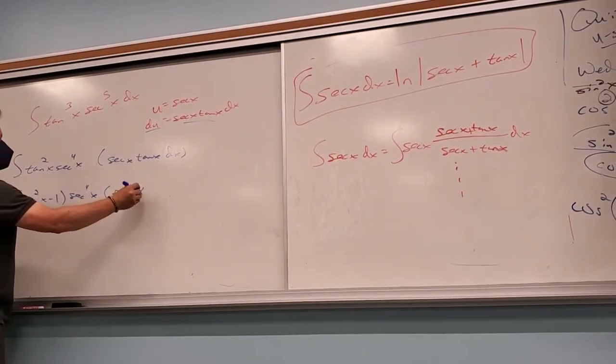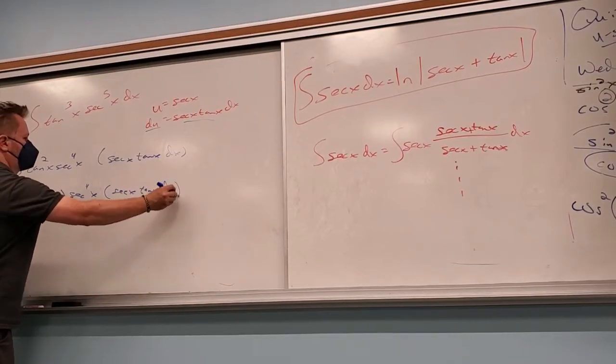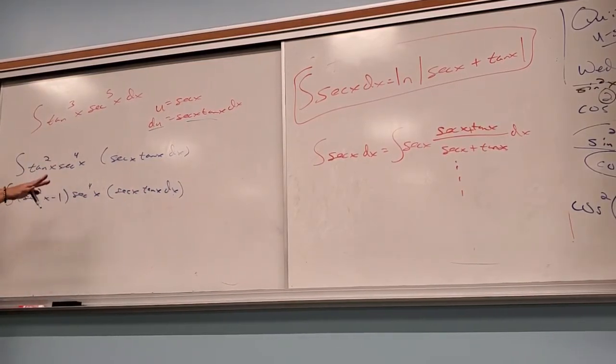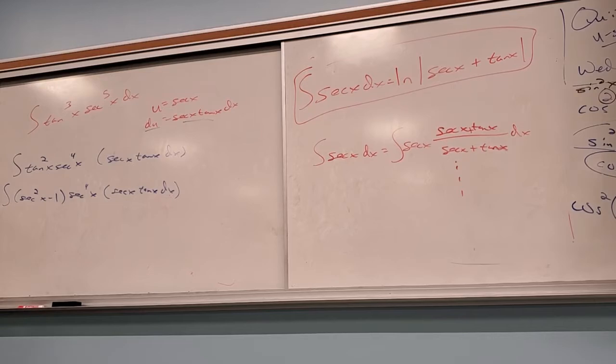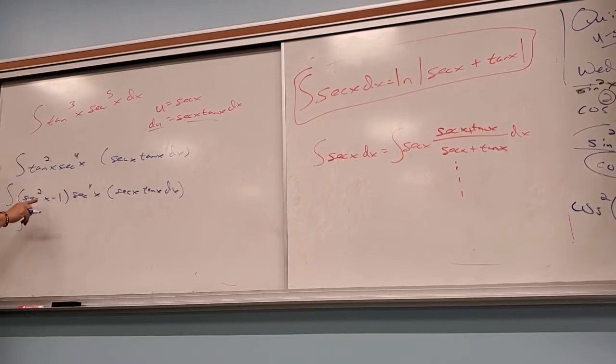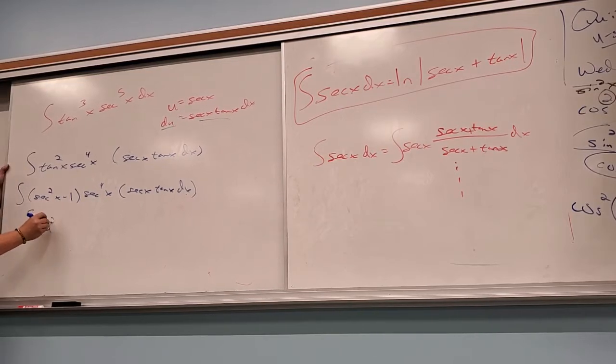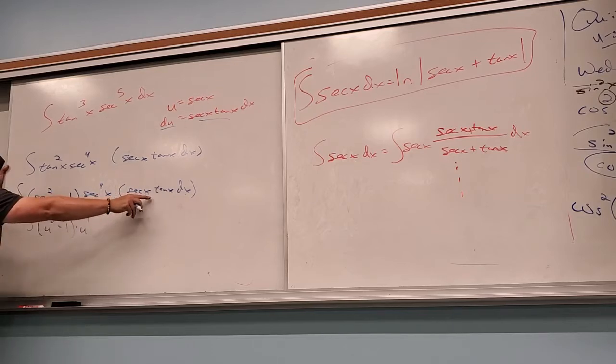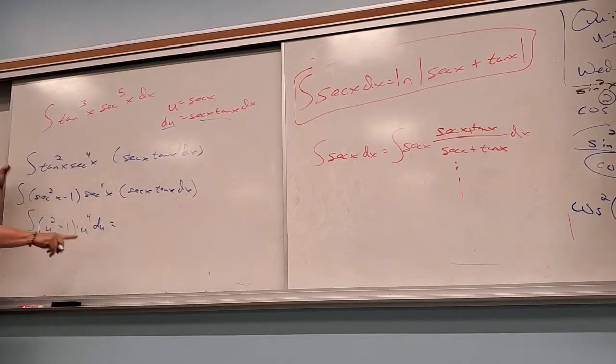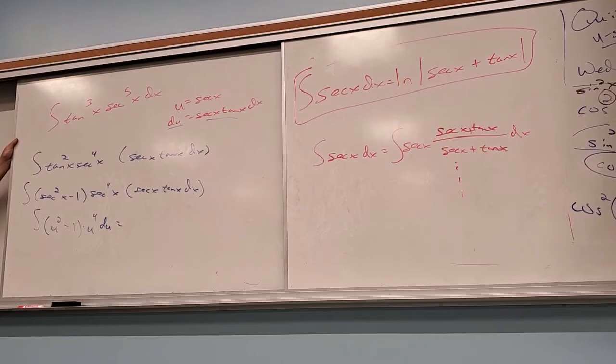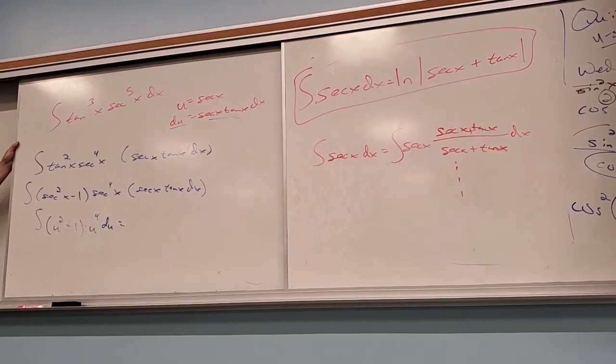So I'm gonna write all this out. It's fine to write stuff with some u, some x if it's in the middle of your work. So now plugging stuff in, this becomes u squared minus 1, times u to the fourth, and of course this is just du. And this is what you really want to see, just a nice polynomial in u.